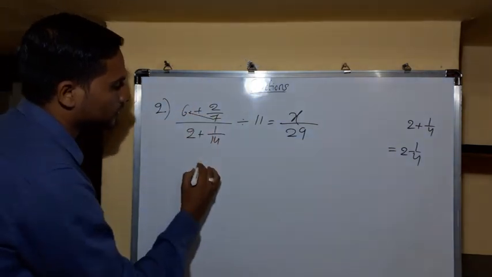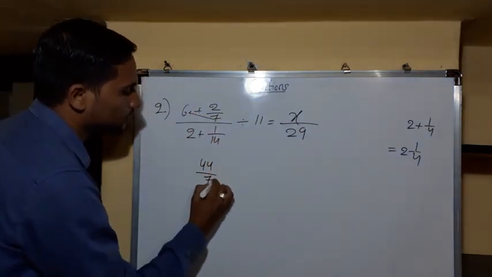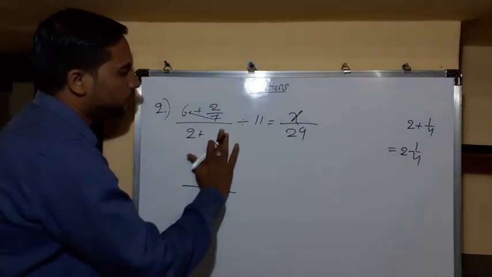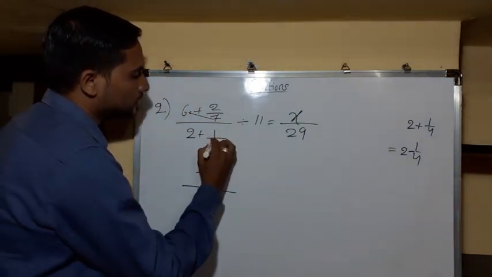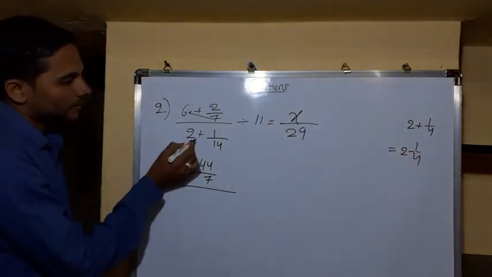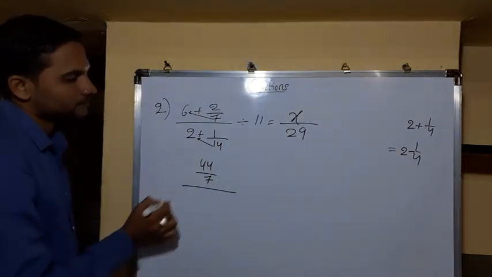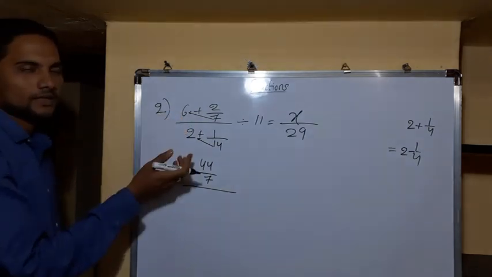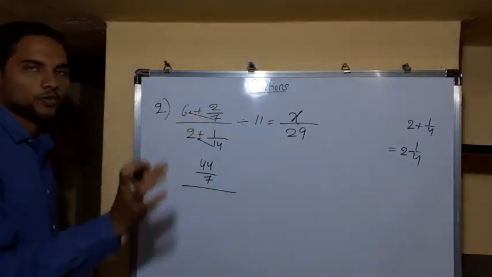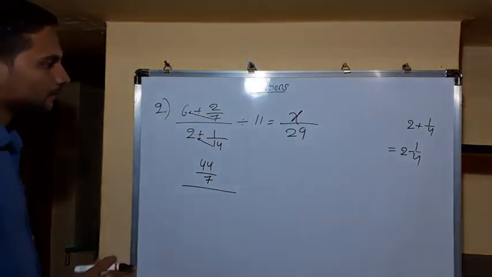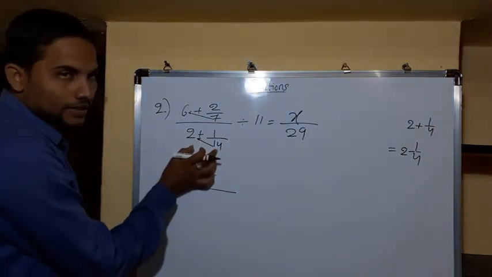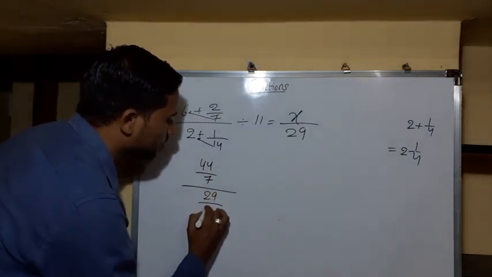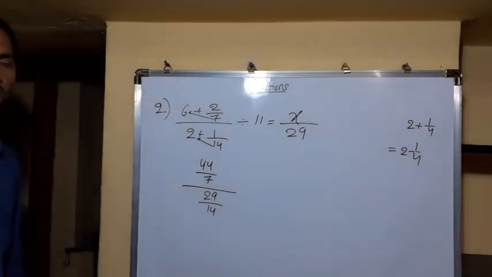This numerator term is 44 by 7, whole divided by, so again friends, this is 1 by 14, right? So directly you do the multiplication here. If you want to take the LCM, take the LCM, or you directly do the multiplication. Both will get you the same answer, right? So 2 14s are 28 plus 1, 29. 29 by 14. Right friends?